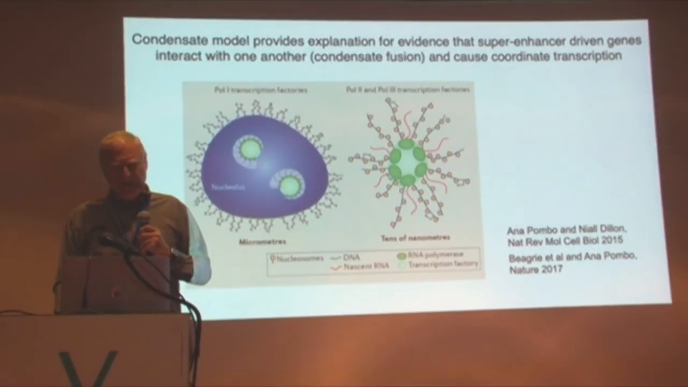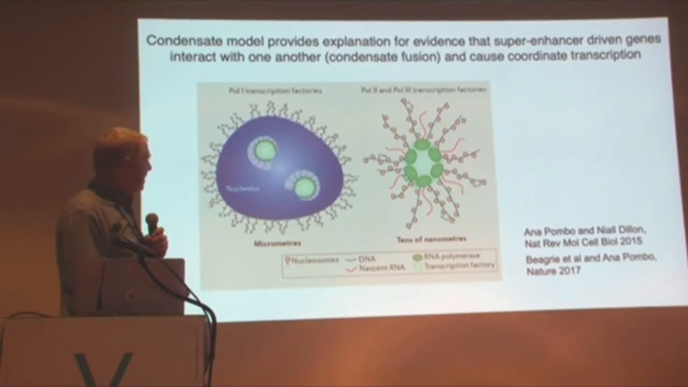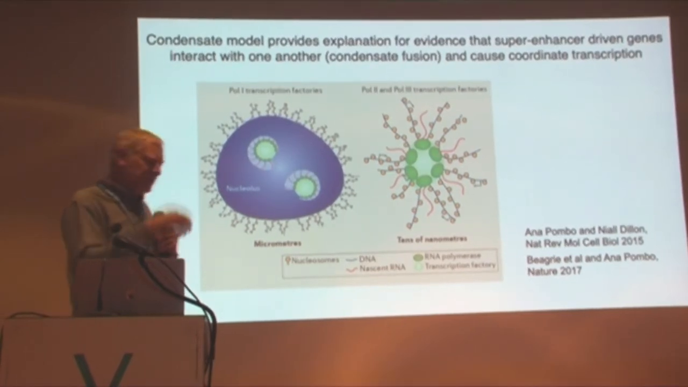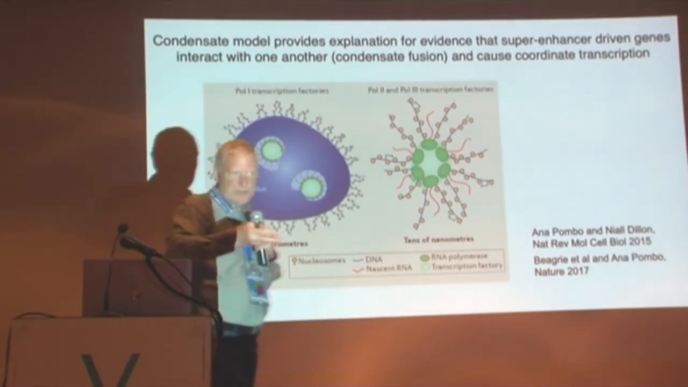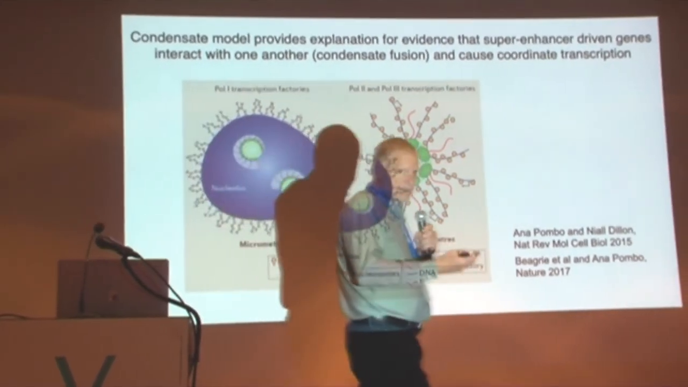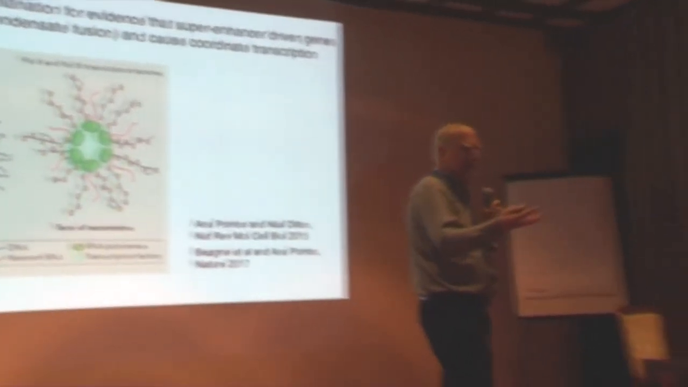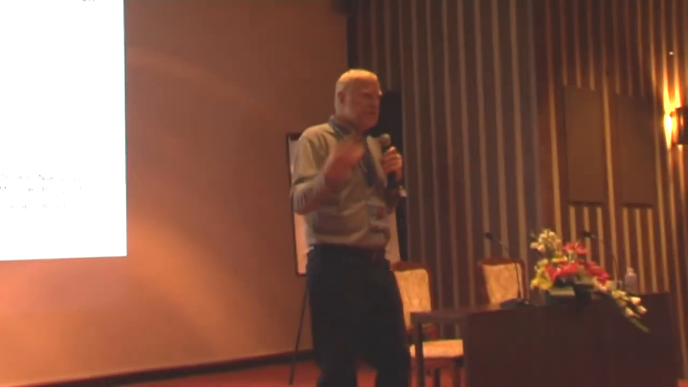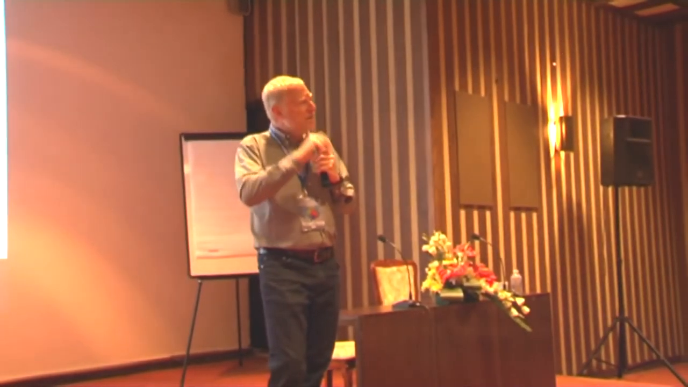And we've known for a little while from Ana Pombo's lab that super enhancers that are on one chromosome, for example, your chromosome 1 is the largest chromosome. I don't know how many super enhancers it has in any one cell type, but let's just say it has 20. What she's shown is that each one of those 20 tends to interact in DNA proximity assays with other super enhancers on the same chromosome.